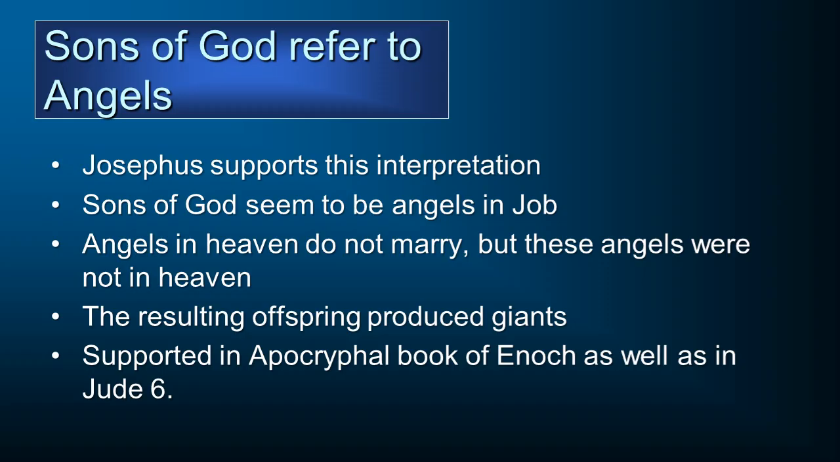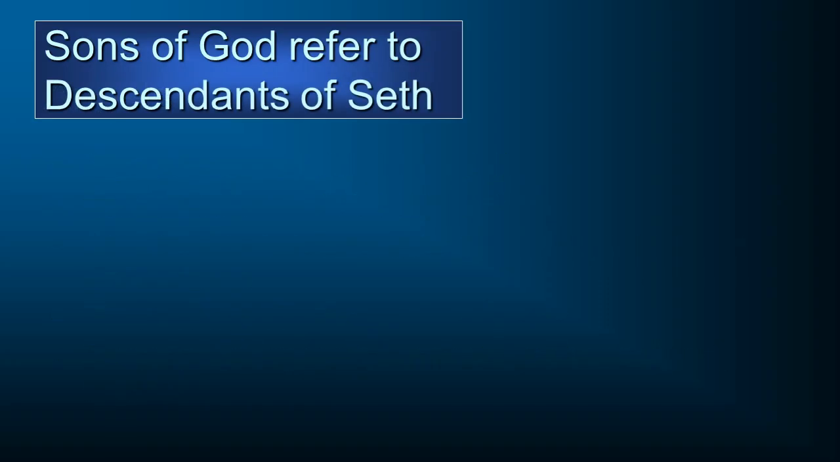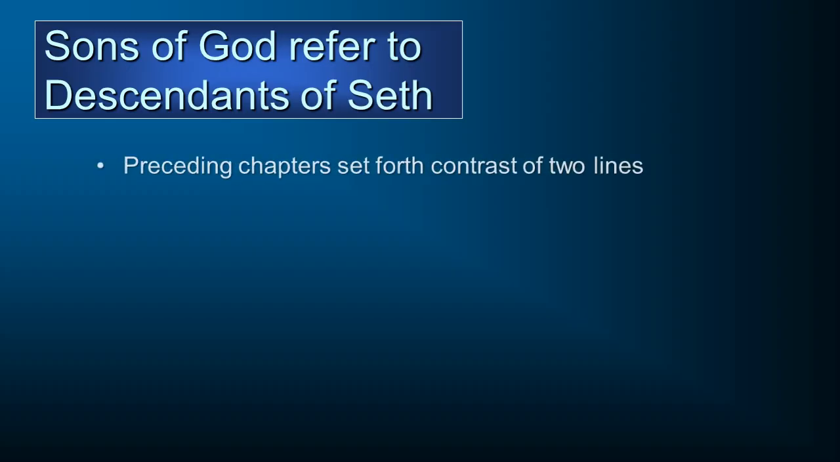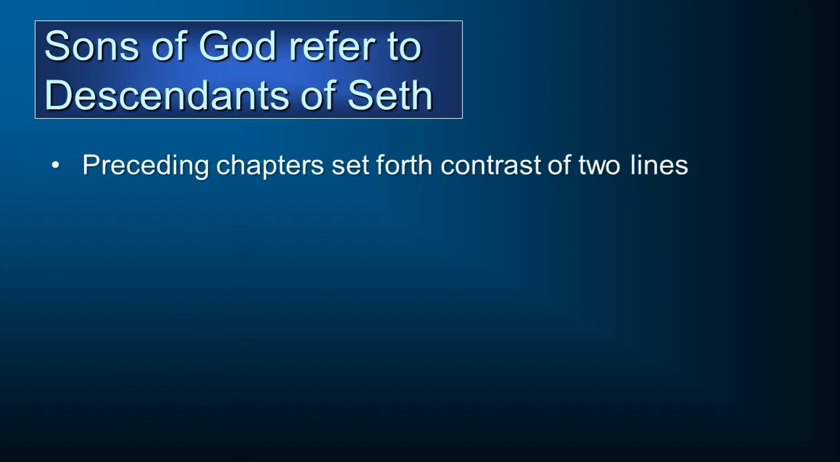The other possible interpretation is that the sons of God refer to the descendants of Seth, that son of Adam and Eve who replaced Abel and who continues with his own genealogy. The preceding chapter, all of chapter 5, sets forth the contrast of two lines, the descendants of Cain and then the descendants of Seth. So according to this view, this would be just the descendants of Seth who were not particularly discriminating on whom they chose for wives.